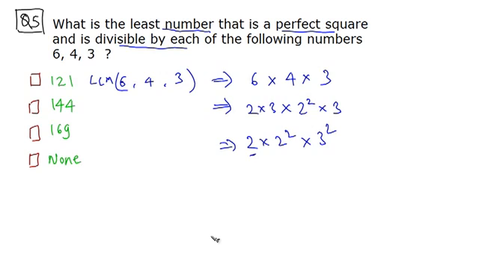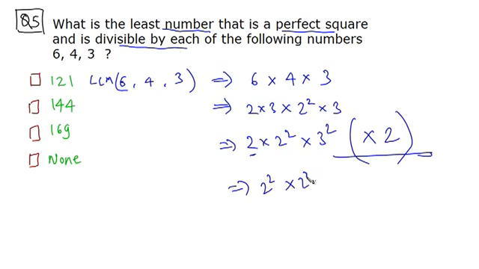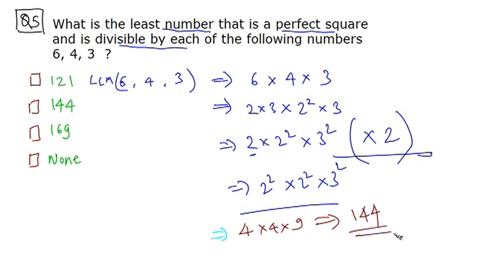Now this is not a square. So to make this complete number a square, we'll have to multiply this by 2. If we multiply this by 2, this becomes 2 square into 2 square into 3 square. Now this is a perfect square. So if we solve this, we get the answer as 4 into 4 into 9, which is, after solving, 144. So the answer to this question is 144.